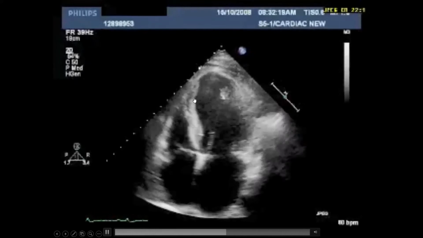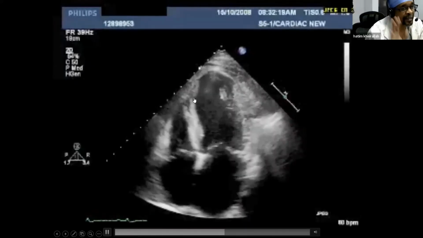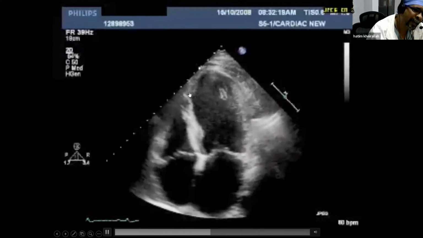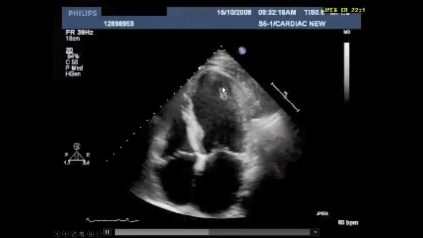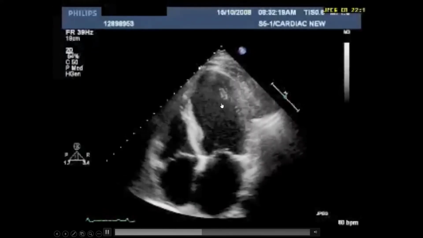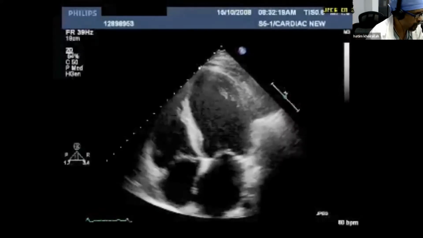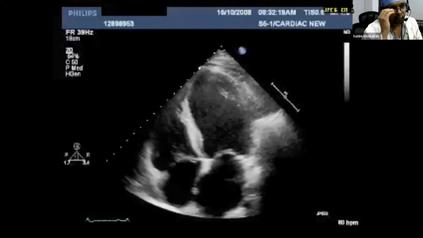And if that fails to show you the diagnosis, you might even give contrast. You have to know that there are echo contrast agents that can be injected to opacify the LV cavity, and you can see the thrombus as a filling defect, and you no longer have any confusion about the diagnosis.